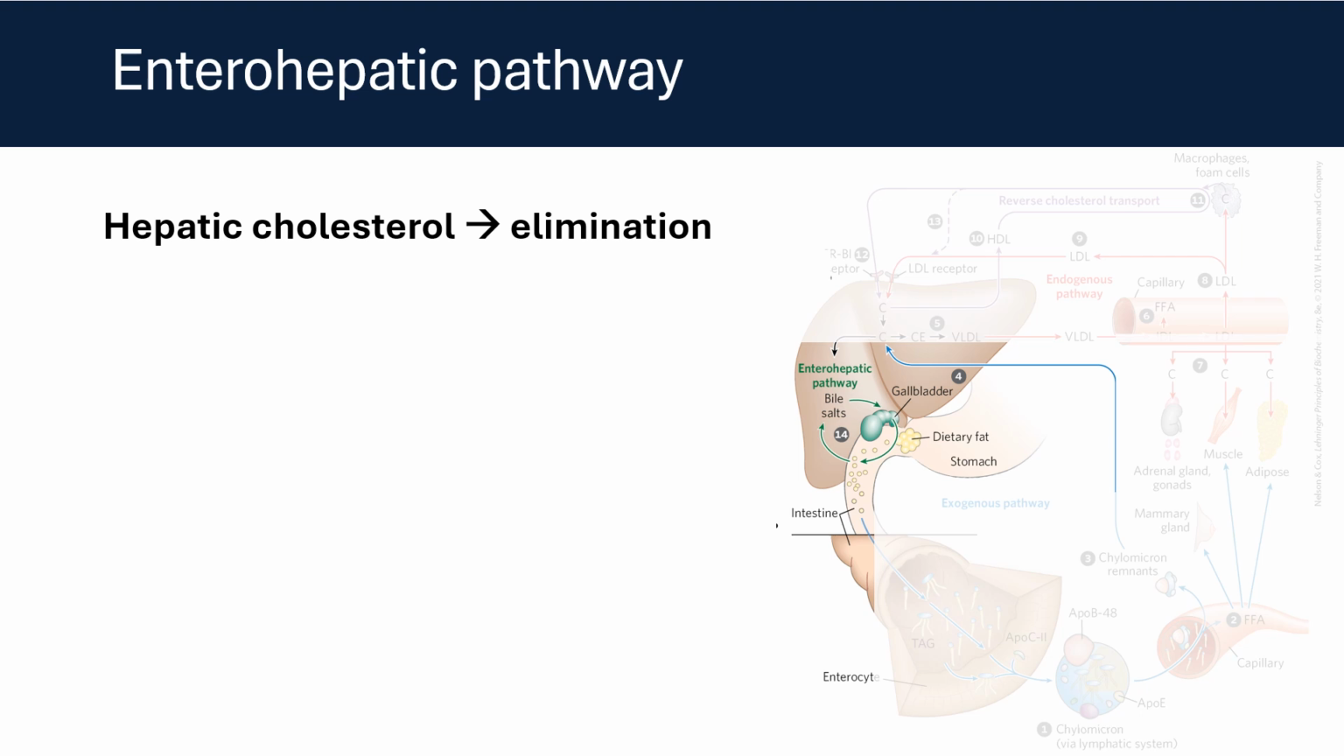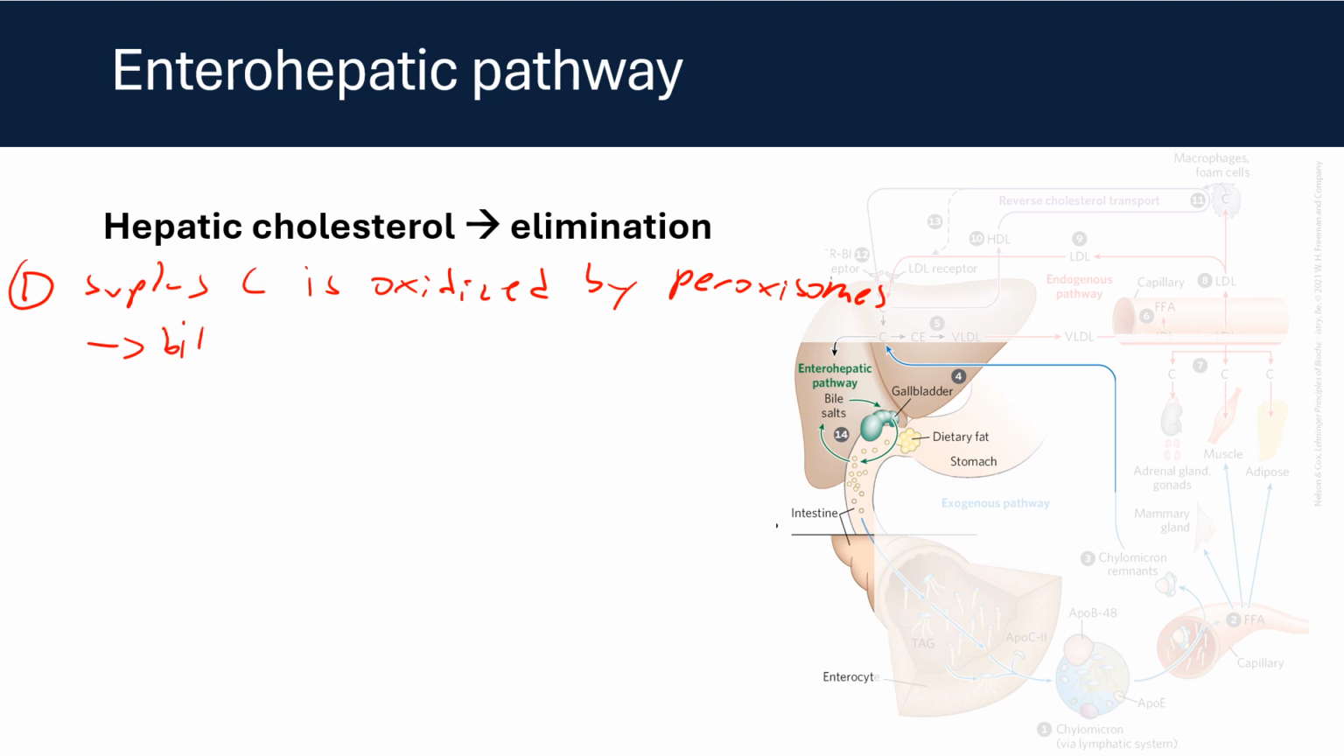Lastly, the enterohepatic pathway is how the body will dispose of cholesterol. It's going to begin in the liver, where surplus cholesterol is oxidized by hepatic peroxisomes, and it is made into bile. Step 2, the bile that we just created is going to be transported and stored into the gallbladder.